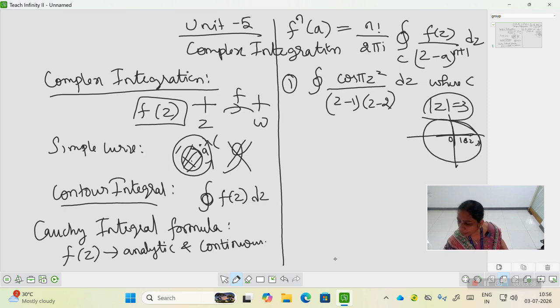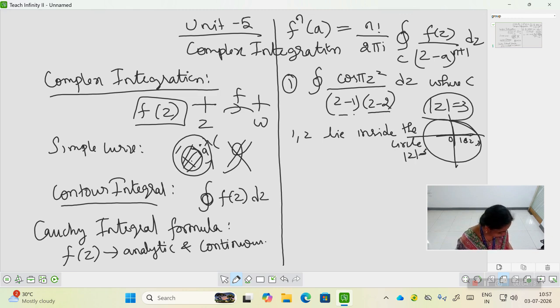Remember, we check whether the points lie inside or outside. The analytic function is cos pi z squared. Check whether the points at which we are finding this are inside or outside the circle. Of course, z equal to 1 and 2 lie inside the circle mod z equal to 3. Then I can proceed.